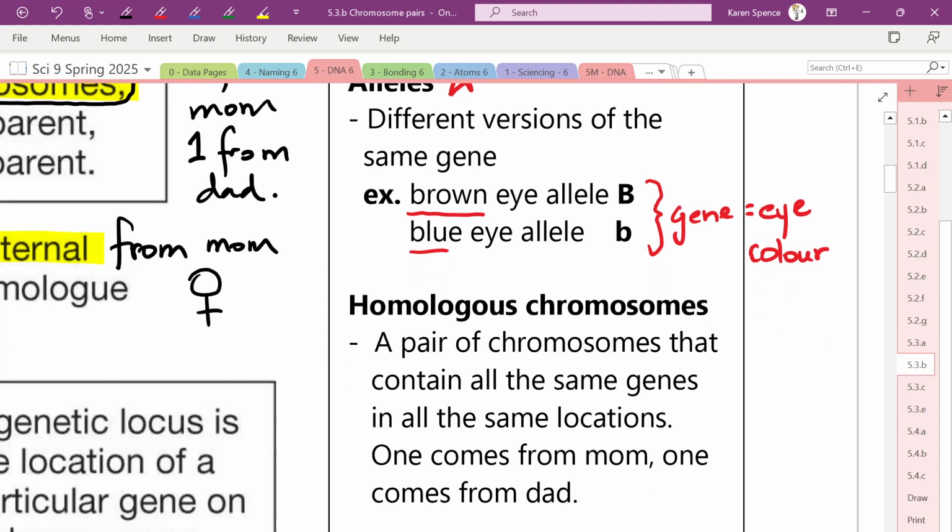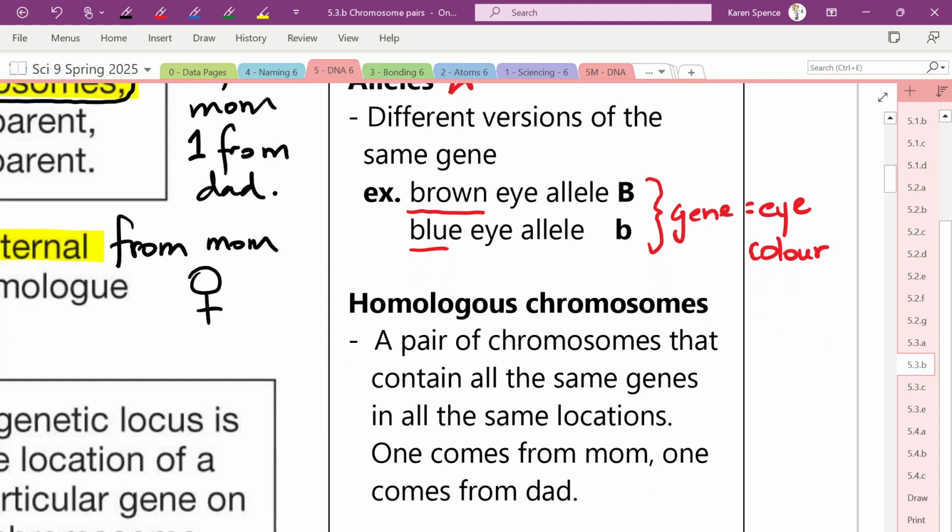Here's just another way of expressing homologous chromosomes, the pair of chromosomes that contain all the same genes in all the same locations. One comes from mom, one comes from dad.